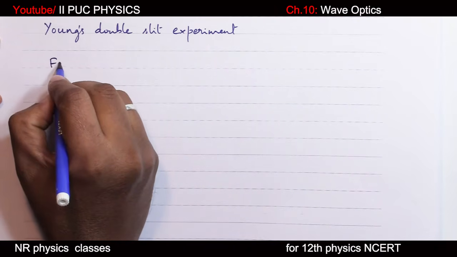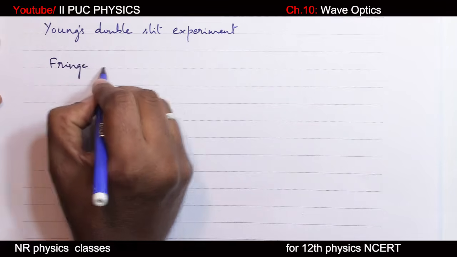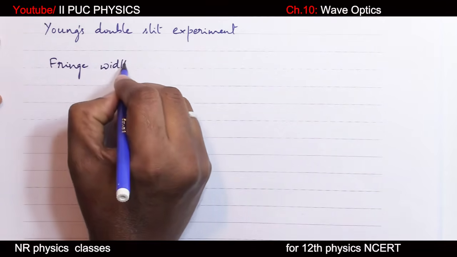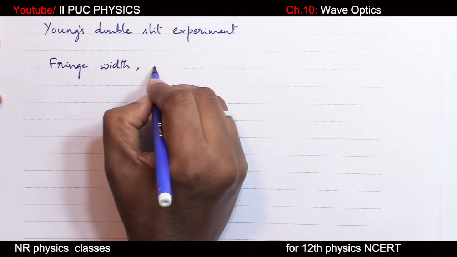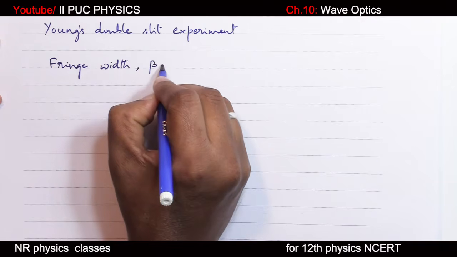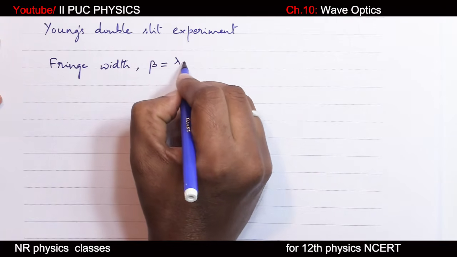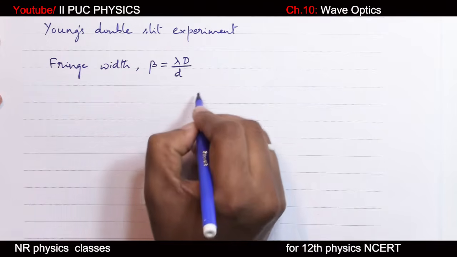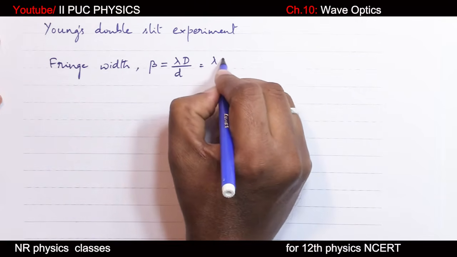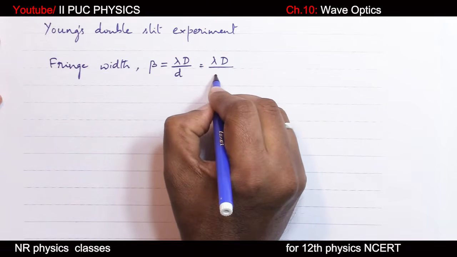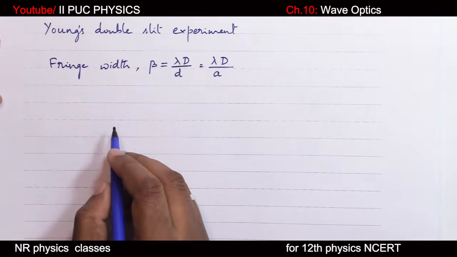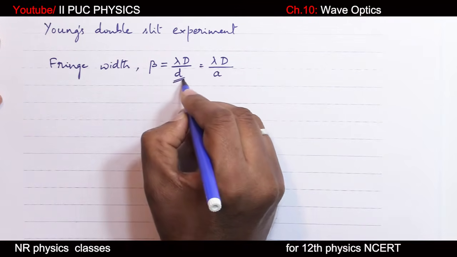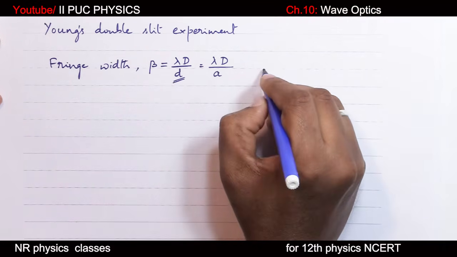Expression for fringe width, usually denoted by beta, equal to lambda capital D by small d. In few reference books, they mention lambda capital D by A. Where small d is distance between the slits.